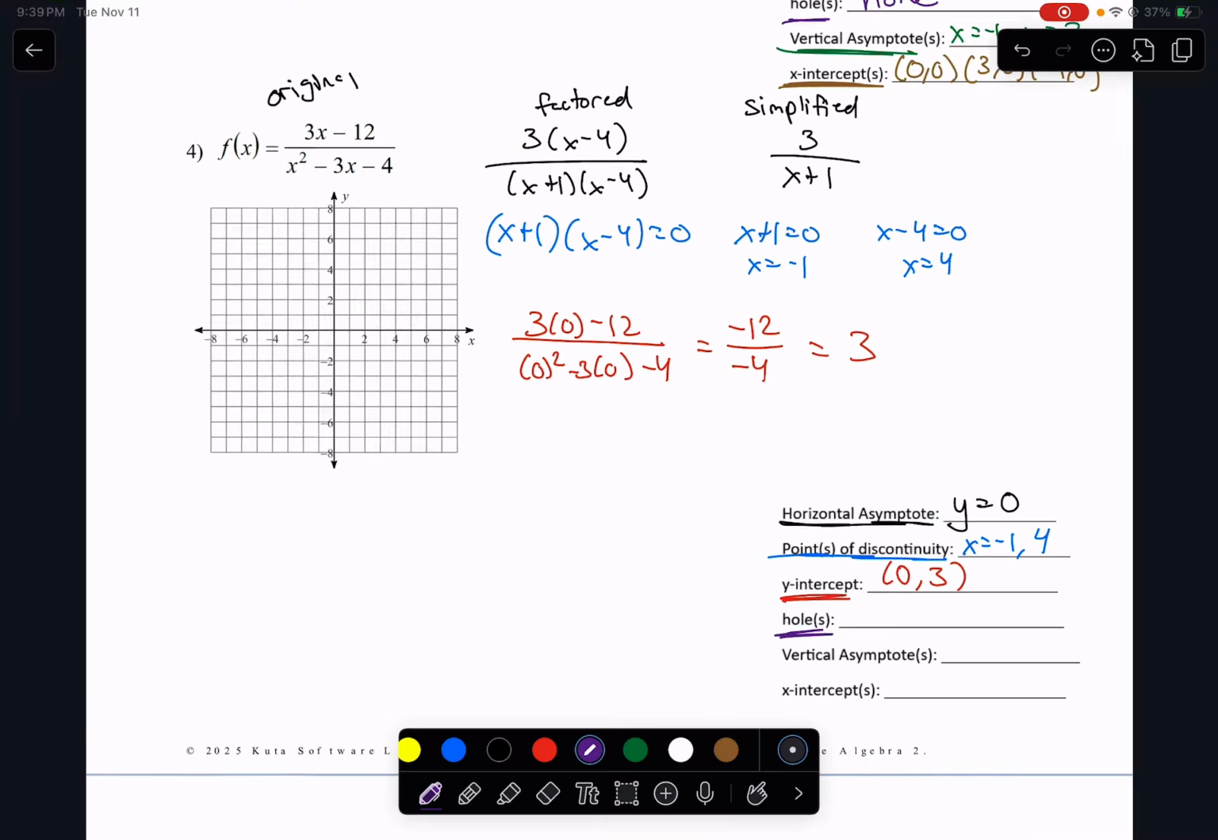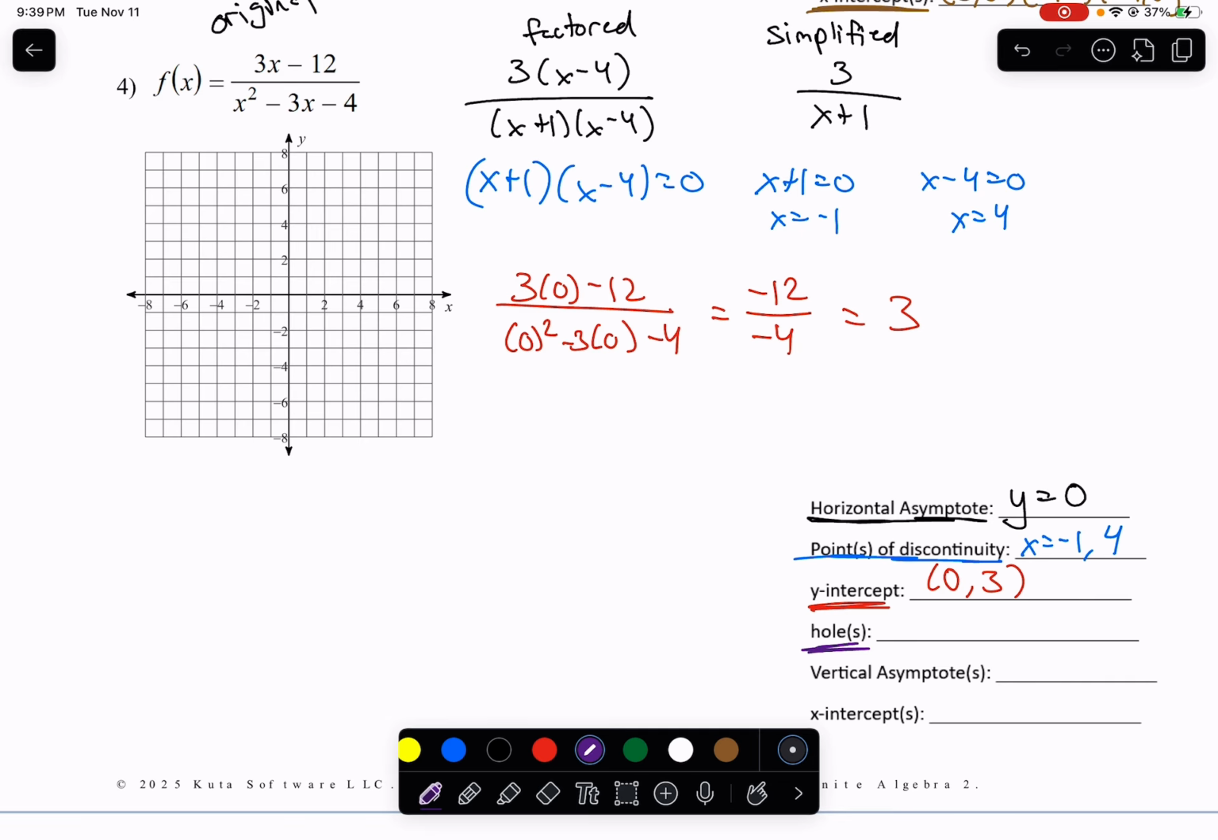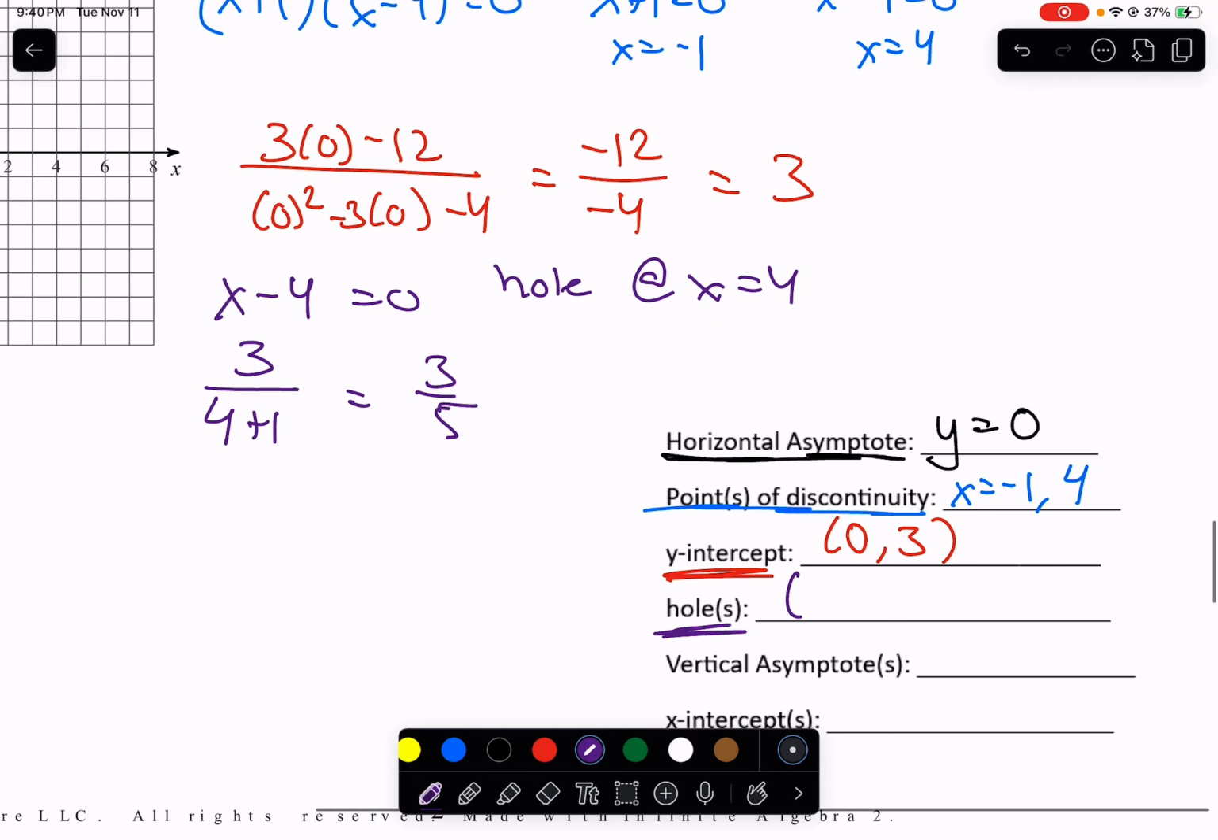Next, I got to find my hole. So there is a hole here because something canceled, right? So to find the x value of my hole, I'm going to see what canceled and set it equal to 0. Well, an x minus 4 canceled, so that means that I have a hole at x equals 4. To find the y value of my hole, I need to plug in a 4 to my simplified version. So I've got 3 all over 4 plus 1, which gives me 3/5. So my hole is going to be at 4, 3/5.